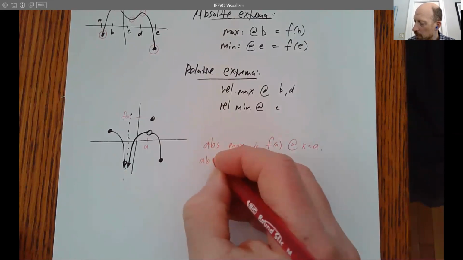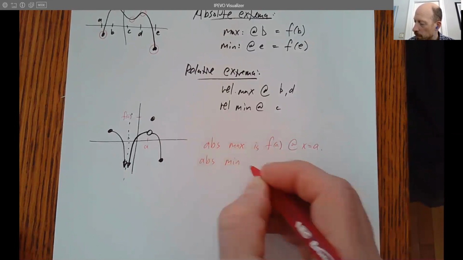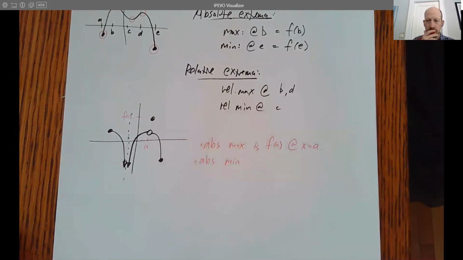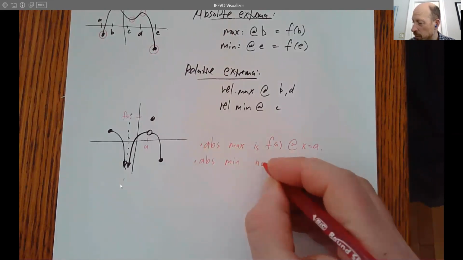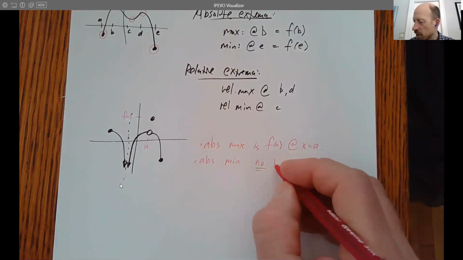What about an absolute minimum? Can you see that for this function, there is no smallest value because of this asymptote? This function keeps going down, down, down, down, down. So there's no absolute minimum. Does not exist.